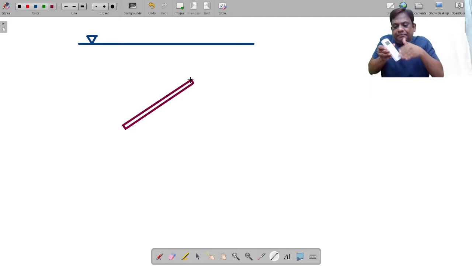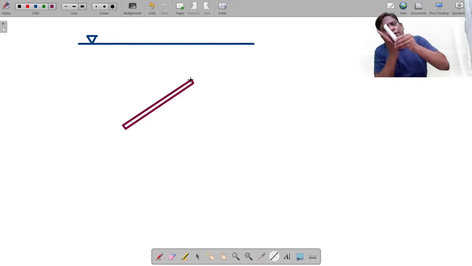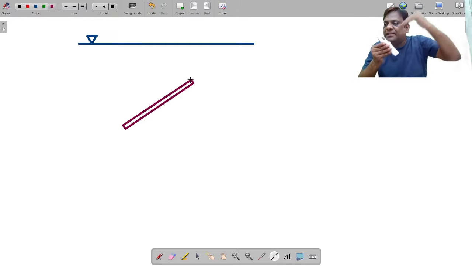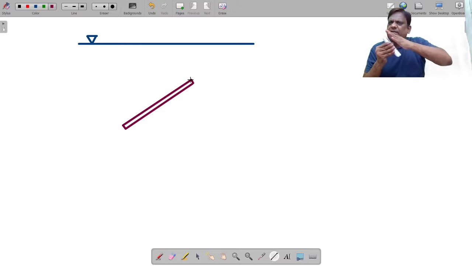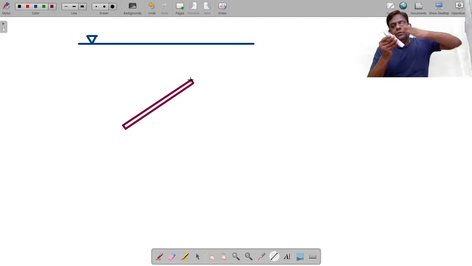This is the area on which the fluid exerts force. On this side there is a fluid. If there is a fluid on the other side, it will exert force like this also. But I am showing the force on one side. So let us take that there is a fluid on one side.